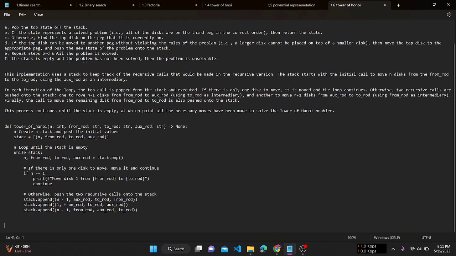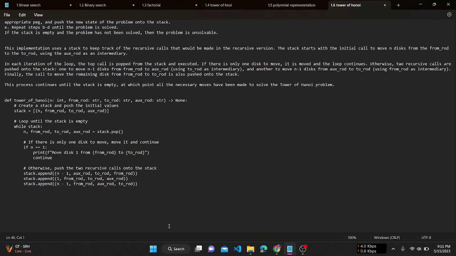These are all the steps of the Tower of Hanoi iterative version, as you can see. Thank you.